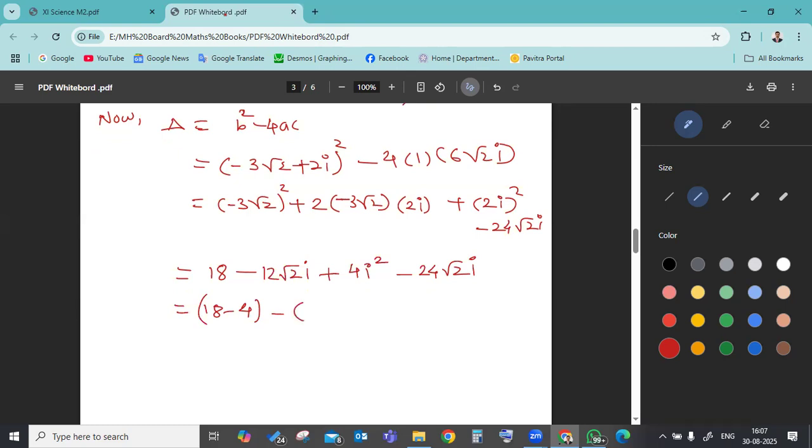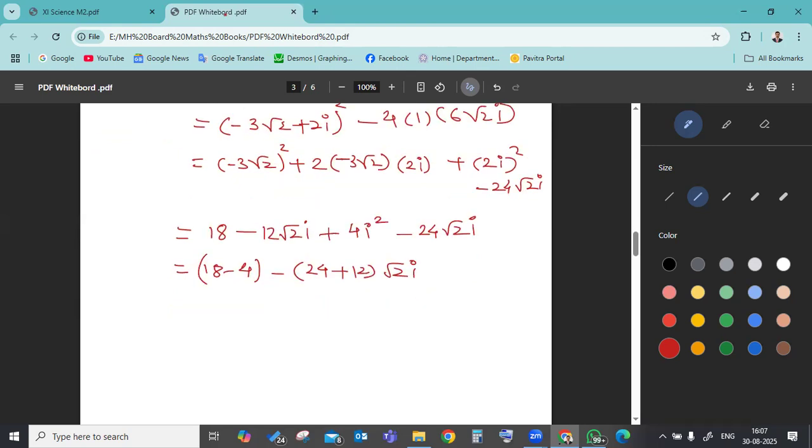So it is minus taken common, 24 plus 12 root 2i is also taken common. So it turns out to be 14 minus 12 plus 24, 36 root 2i. 14 minus 36 root 2i. This is what? Delta is. Have you got this?